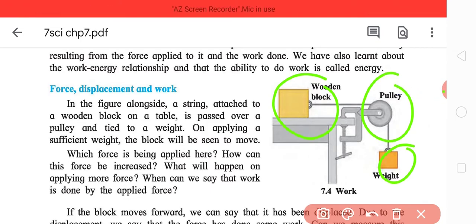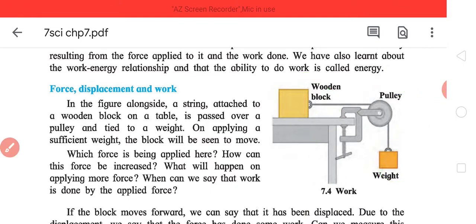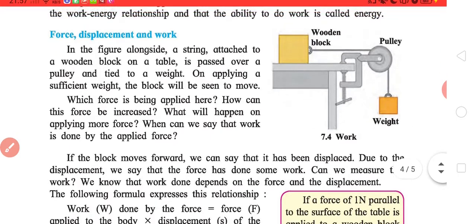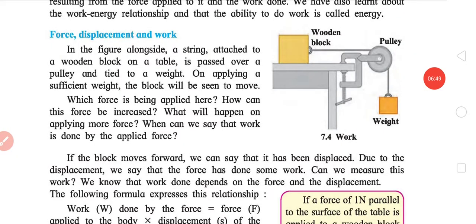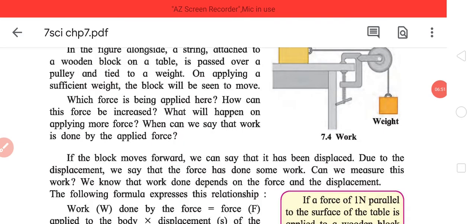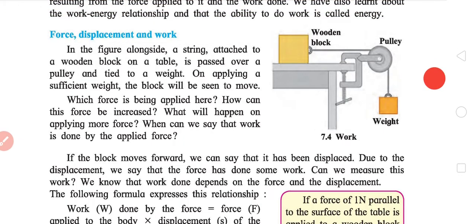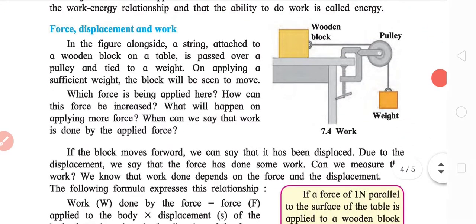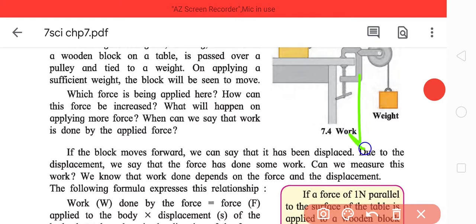What force is applied when you try to move it? Naturally, it's the gravitational force which tends to move this weight down. What will happen by applying more force? It will move faster. What can we say? That work is done by the applied force.